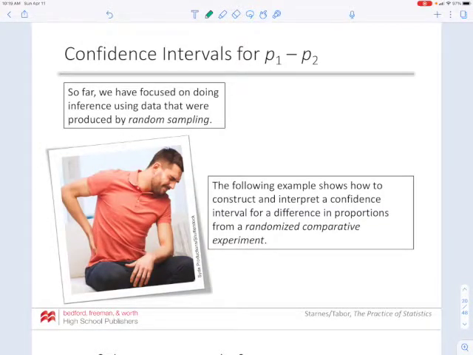So far we focused on doing inference using data that were produced by random sampling. The following example shows how to construct and interpret a confidence interval for a difference in proportion for a randomized comparative experiment.